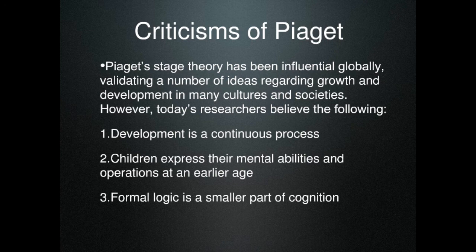So now we believe that developmental psych is this continuous process, that it's this gradual line, it's not these jumping up of stages, and that children express their mental abilities and operations at an earlier age than what Piaget said, and that formal logic is a smaller part of cognition than what Piaget made it seem. Piaget said that basically formal logic is the end-all be-all. Once you get to that point, you're a solid human being, but we know it's a little bit less than that.